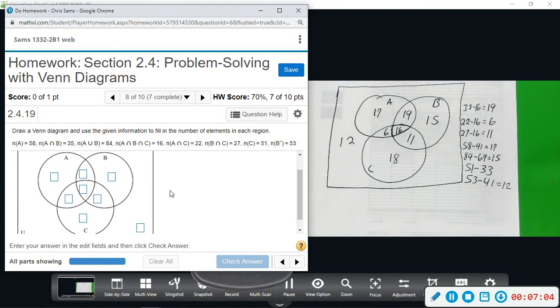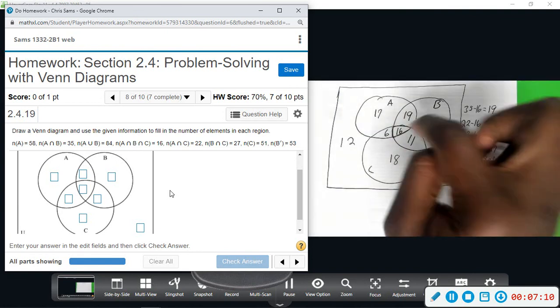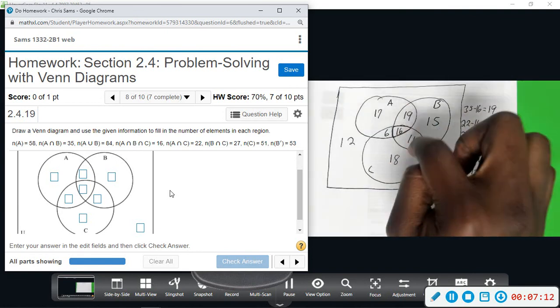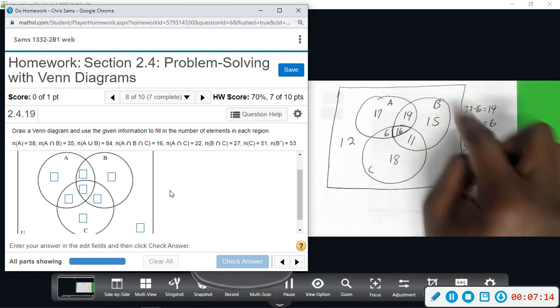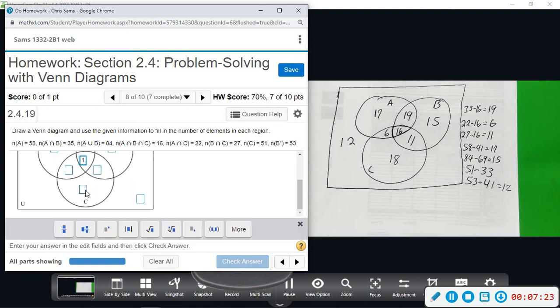So there's a lot of math. There's a lot to keep up with. But if you work inside out and use them one piece at a time, you want to start with the very center, then do the pairs, then do the individual ones, and then you can get the outside from the total. So 16 in the very center. This was 6. This circle was 11. This circle was 18. This circle was 12.